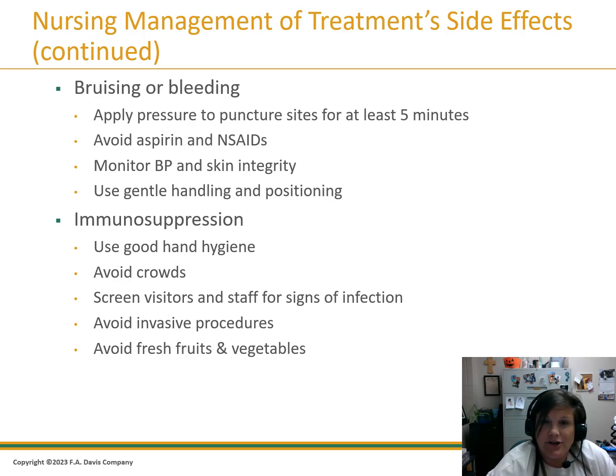For these patients that are immunosuppressed, obviously we want to use and encourage good hand hygiene. These patients should not be exposed to crowds. They should not be given fresh fruits and vegetables. As much as possible, invasive procedures should be avoided. And when they are going to be visited by family members and friends, as well as by the staff that care for them, these visitors and staff need to be screened for indications of infection.